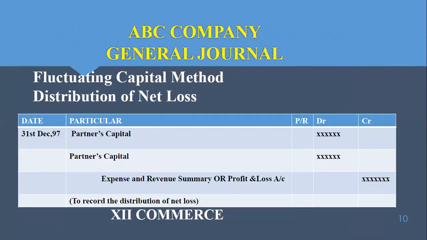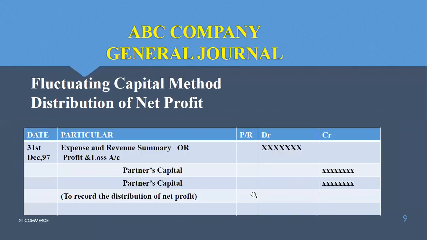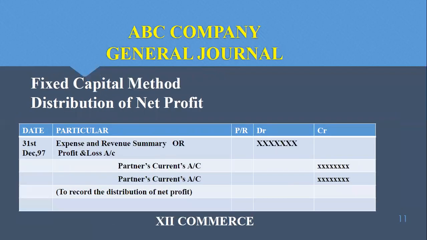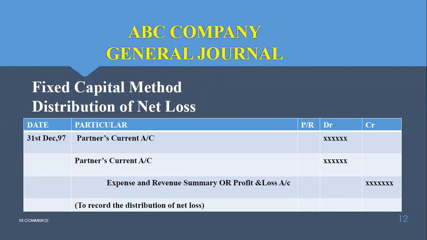These are your two journal entries from fluctuating. Remember my words once again: whenever we have the fluctuating capital method, expense and revenue summary is always credited in case of net loss, and expense and revenue summary is always debited in case of net profit. This is the revision. Again, expense and revenue summary is always debited in case of net profit, and credited in case of net loss.